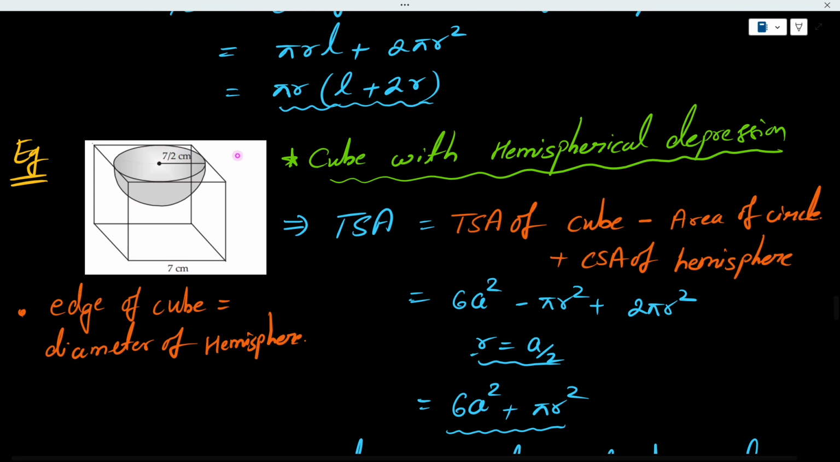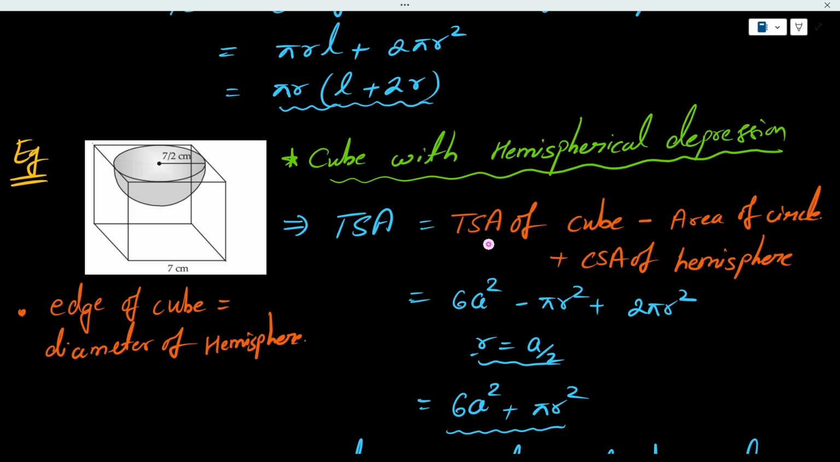Now here is one example. This is a very common example you get, whether it is surmounted by a hemisphere, or this is the cube where there is a hemispherical depression. You are removing a hemisphere from the top of the cube. Now here, if you see this cube, the edge of the cube is 7 centimeter and your hemisphere diameter is also 7 centimeter, right, which is the maximum possible diameter when you are cutting the hemisphere. So the radius is going to be 7 by 2, which is half. How will you get the surface area?